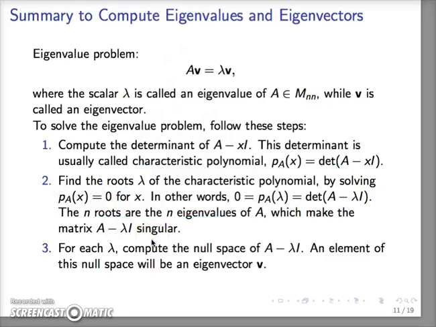So we would like to, in fact, use that last piece of information. We want to compute, for each value of lambda, the matrix A minus lambda I, and then compute the basis for the null space of A minus lambda I, and an element of that null space is precisely the vector we call eigenvector, which is associated with that specific value of lambda.